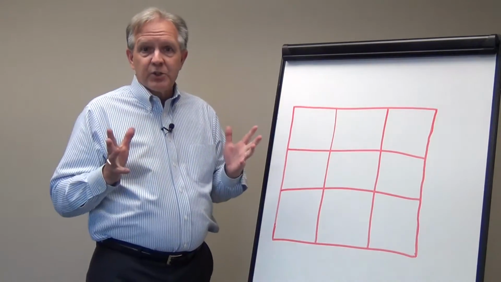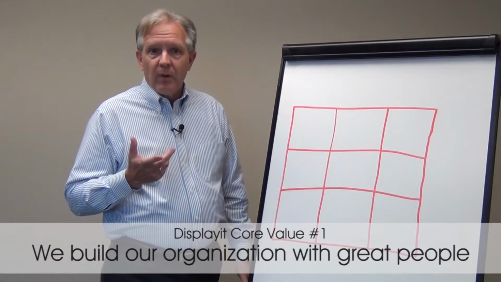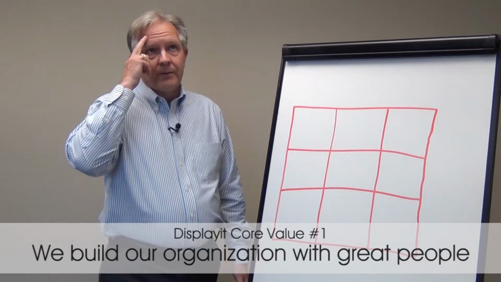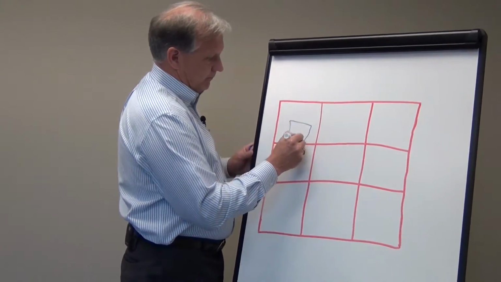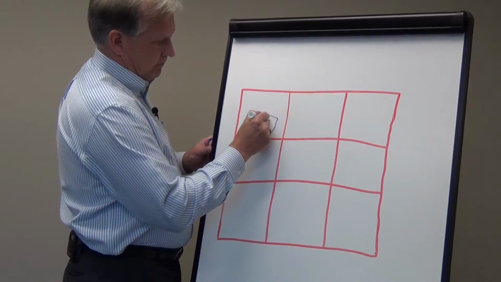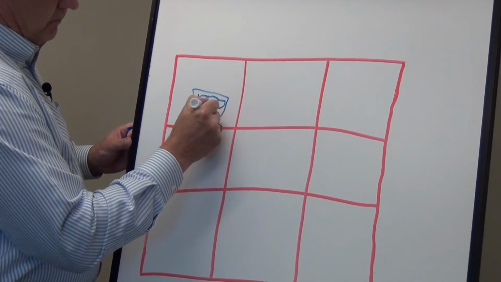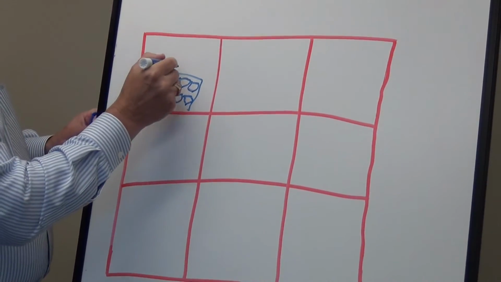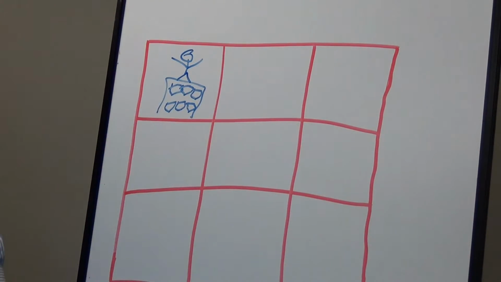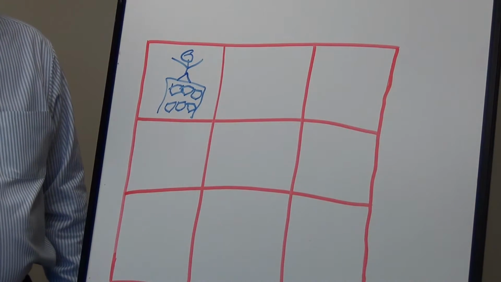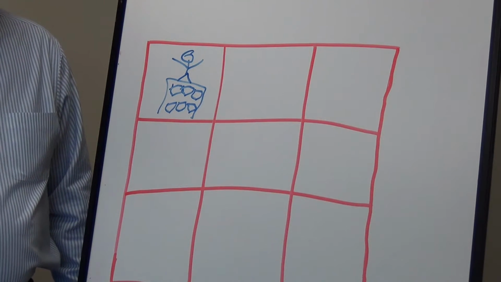So for example, at Displayit, our first core value is that we build our organization with great people. So how are we going to draw that? Well, I would draw it like this. This is an organization or a building, and you know what? We have great people. We build our organization on great people. Sounds simple, but let's move on and we'll see how this all fits together.